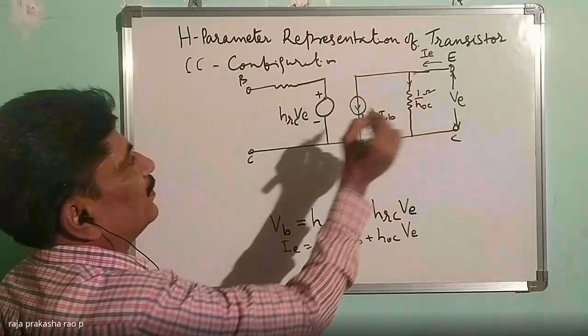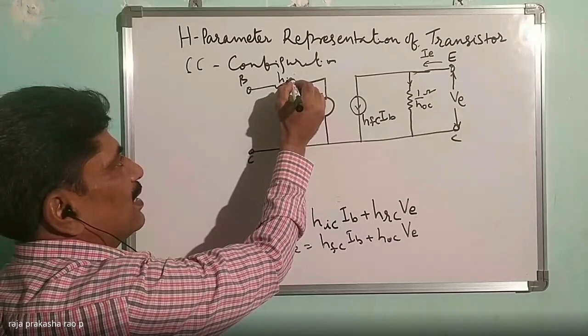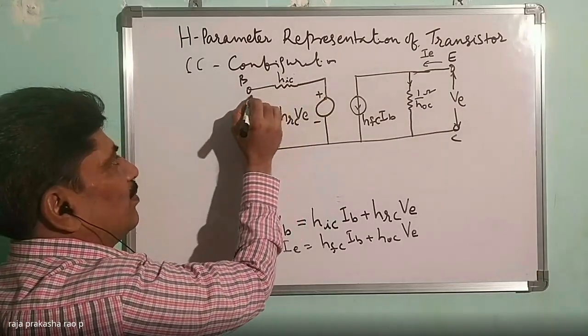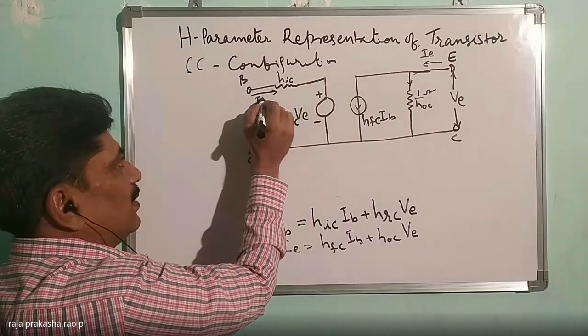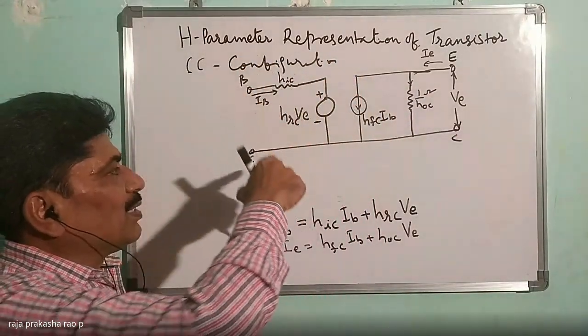So here you just apply KVL, you will get the first equation. I'll write this resistance as HIC, and current from B is IB. Current from E is IE. Okay? You need not bother about the current IC.